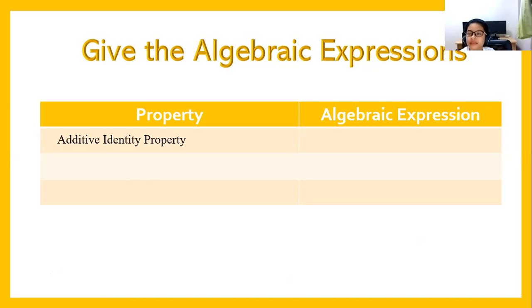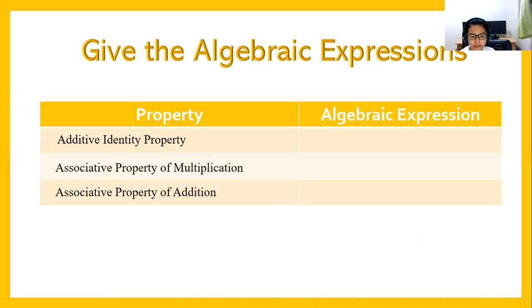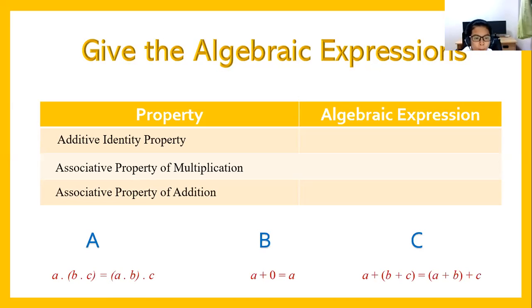Additive identity property, associative property of multiplication, and then associative property of addition. Okay, which one is which? Additive identity property is letter B. Yes, B, it's correct. Associative property of multiplication is A. And associative property of addition is C. All right. Very good.